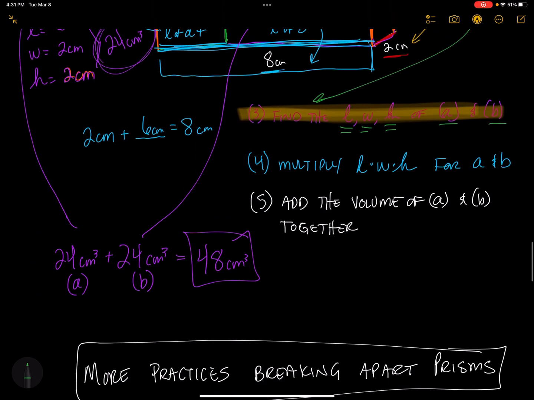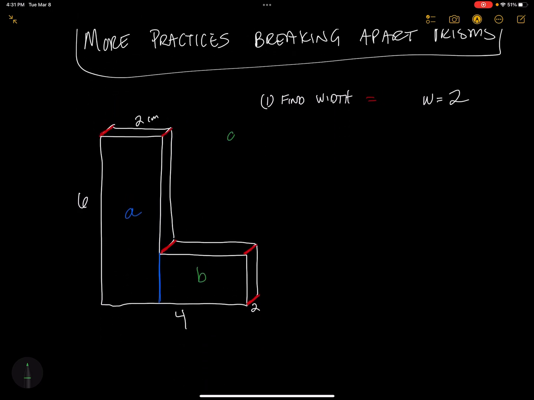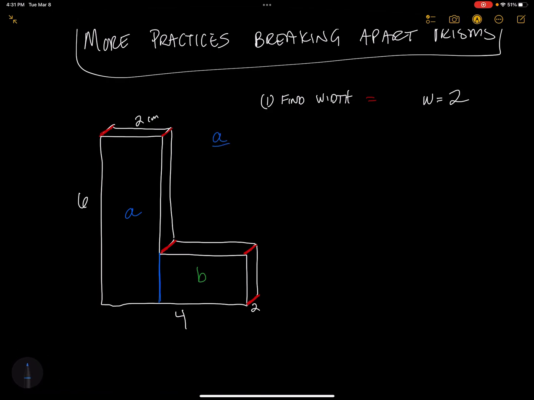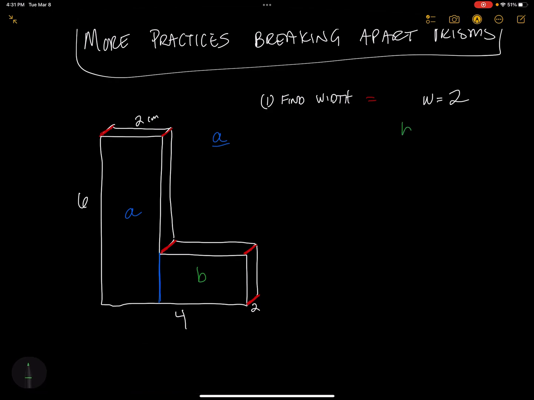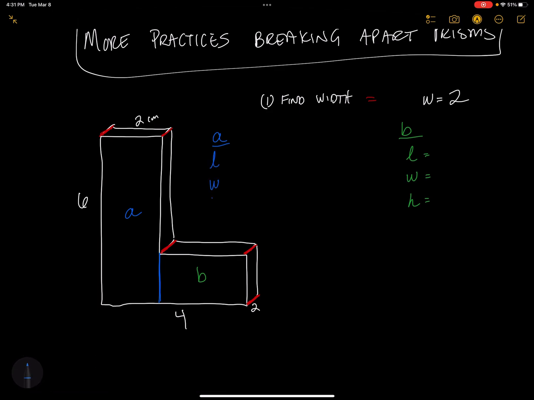Now let's find the length, width, and height of A and B, okay? So we're gonna go A right here. Oh, let's match our colors. So here's A, and then we will go back to green and we will say, here's B. We're gonna find the length, the width, and the height of B, and we're going to find the length, width, and the height of A.